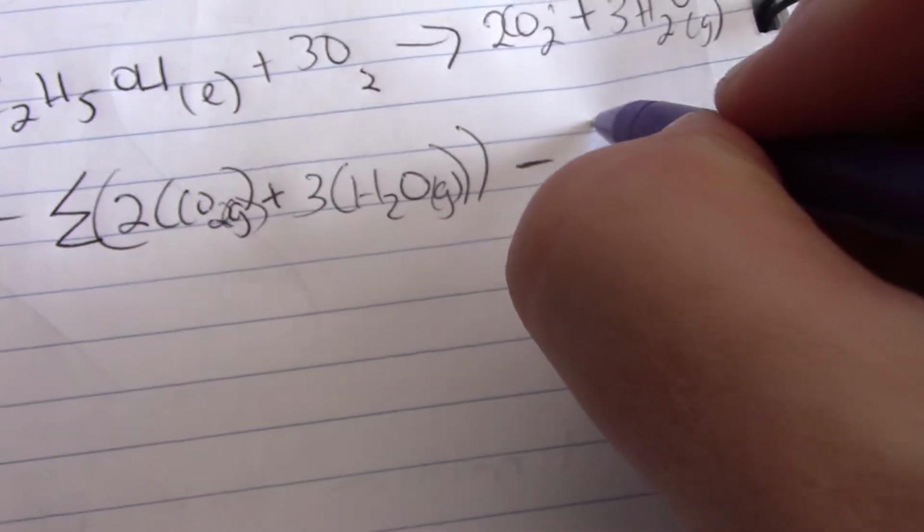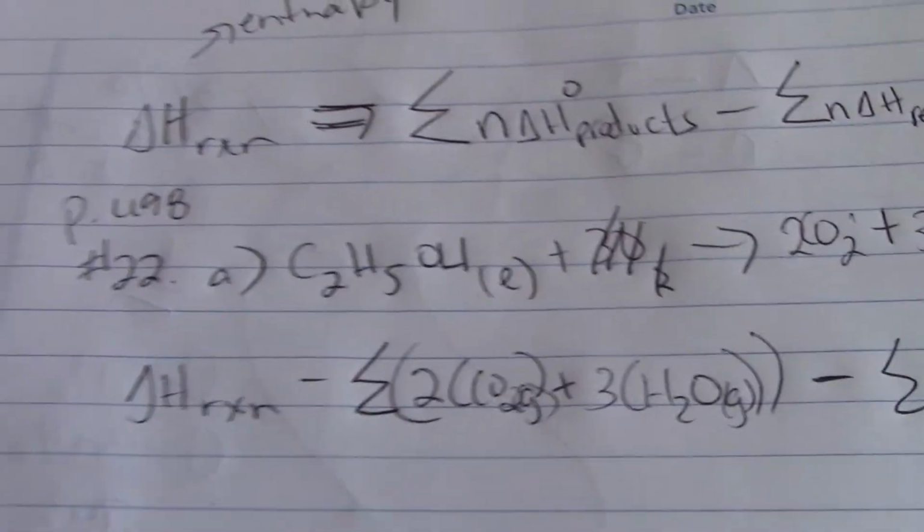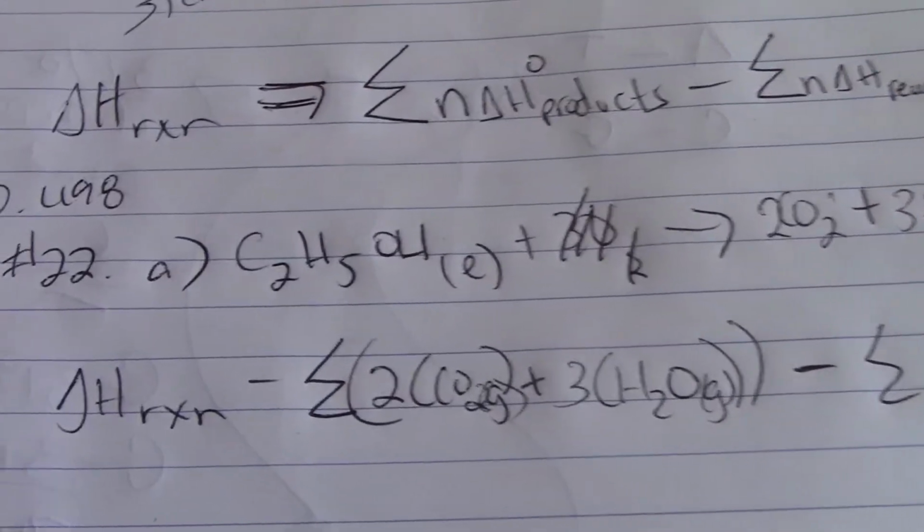Minus the enthalpy of formation of the reactants. Now, elements don't have enthalpies of formation, because I'm not making a molecule, so you don't consider elements. So all I have is C2H5OH as a reactant.